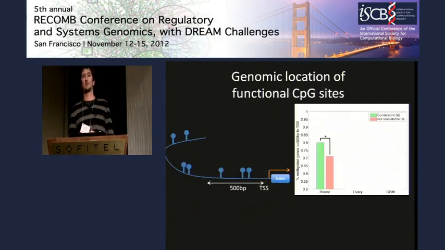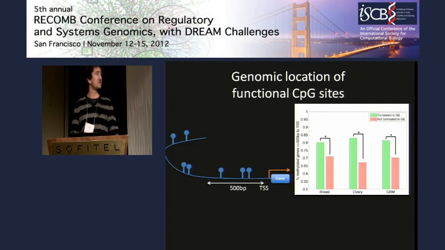Next, we looked at the properties of the CpG sites from these genes that were identified by METHYLmix. First, we looked at where the CpG sites were, and whether they were closer than 500 base pairs to the transcription start site versus further away. We found that for the genes that were functional, so the genes that are correlated to gene expression, a higher proportion of these were closer to the transcription start site. For example, here in breast cancer. And we found that this was also true in ovarian cancer and GBM.